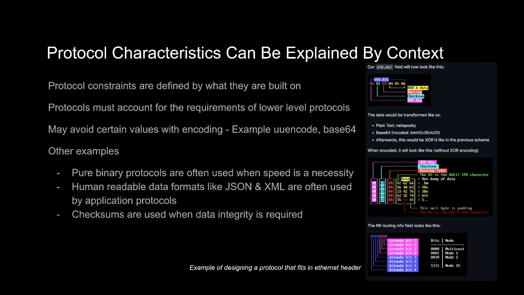Protocol constraints a lot of the time can be explained by the context that they're used in. You might think that certain things are arbitrary or done willy-nilly, but a lot of things are done because they need to account for the requirements of the lower-level things that they're using. So they might have to avoid certain values, or exclude certain things because they need to be fast or they need to be human readable. There are a lot of different examples of this kind of thing, and we'll go through them.